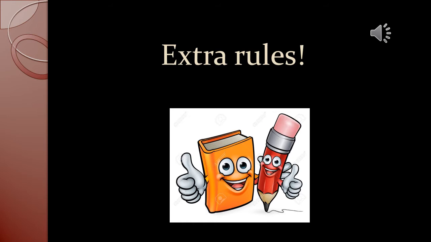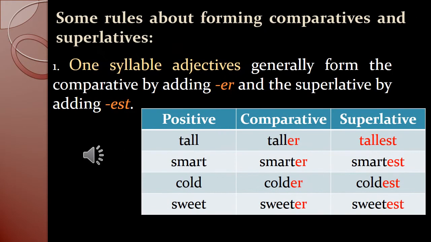Alright, just like in many other things for English, there are always extra rules, and you'll probably learn a lot more about these in grade 2 and in grade 3. For now, you don't have to know them all very well, but you definitely need to know some of them. So please listen, and maybe you can remember them when you go to grade 2. Okay, some rules about forming comparatives and superlatives.